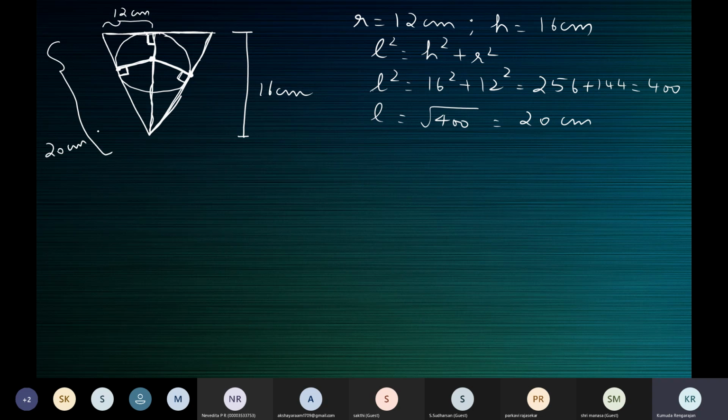Is this much understood? Yes, ma'am. All right. So the slant height is 20 centimeters.